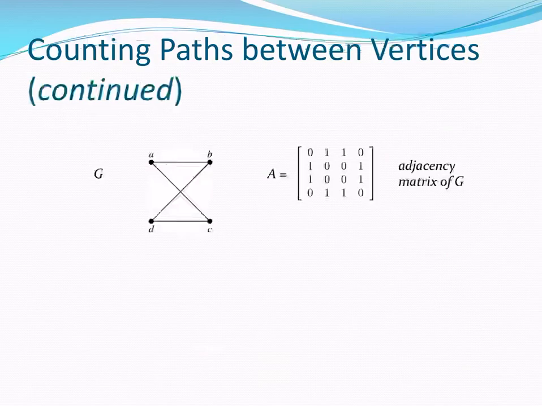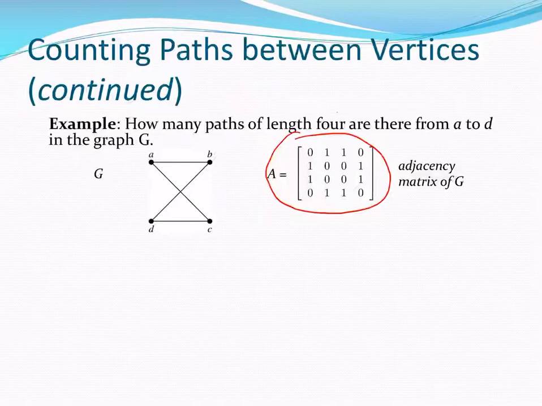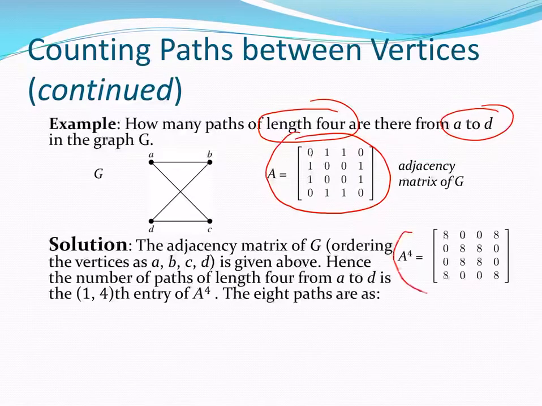Now let's apply it to this graph here. Here's G and its adjacency matrix, the paths of length 1 between our vertices. I want to know how many paths there are of length 4 from A to D. Well, in order to do that, I'll take A and raise it to the 4th power, and I look for the 1,4 entry. So this is A, this is D, so I'll be looking at that. There are 8 paths of length 4 from A to D.